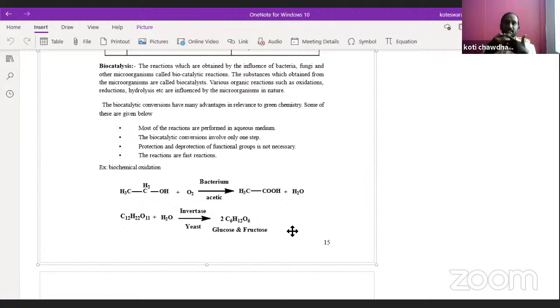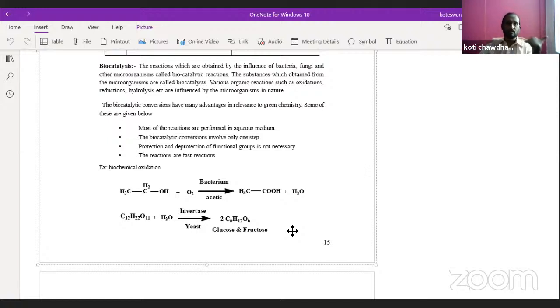All these are heterogeneous or homogeneous catalysis, where we are using chemical substances. Suppose we are using a bioproduct as the catalyst, that is called a biocatalyst. Biocatalysts may be used in bacterial, fungal or other microorganism-influenced processes, which are called biocatalytic reactions, and the substance involved in those microorganism reactions is called the biocatalyst. Various organic reactions such as oxidation, reduction and hydrolysis are influenced by biocatalysts. The best examples of biocatalysts are enzymes. Enzymes act specifically on organic molecules or other chemical substances, converting them into specific compounds.